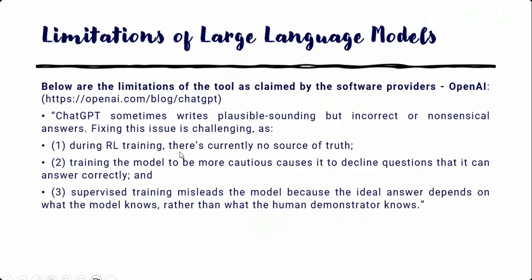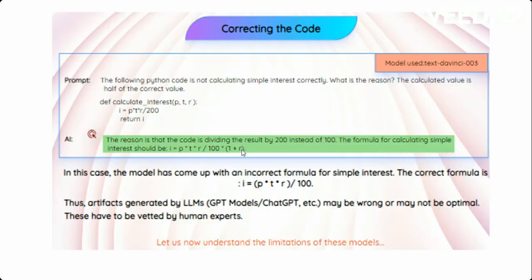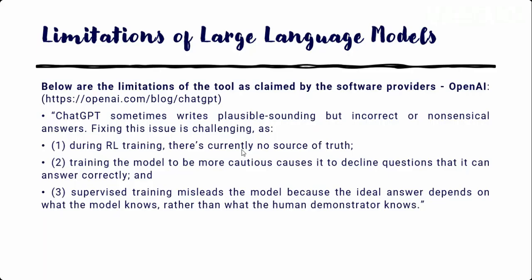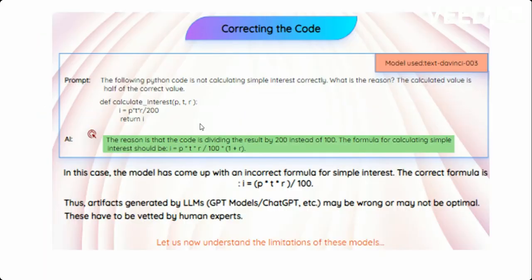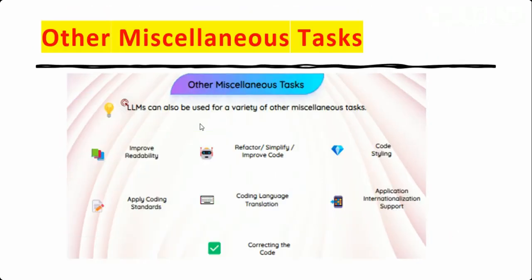During RL training there is currently no source of truth. So you should be more cautious while training this kind of system, and there should be supervised training, where a supervisor gets the things verified. What we want to tell you is that we should not blindly go with these AI models. We should always have an expert verify. This is how we perform all these tasks in the software development life cycle by using Gen AI.